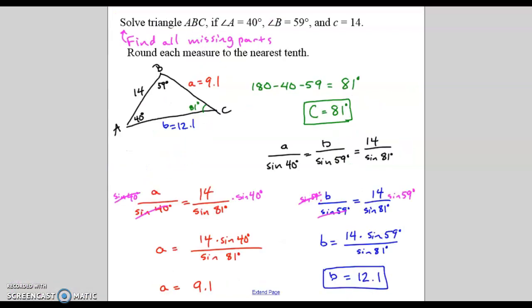So there's my answer right there. Those are the missing parts of the triangle, and I have now solved the triangle because I found all the missing parts.